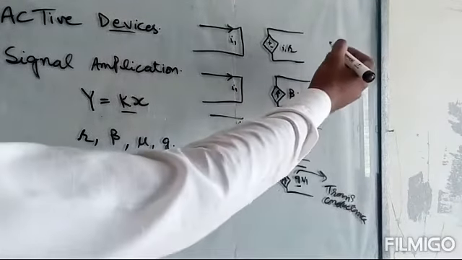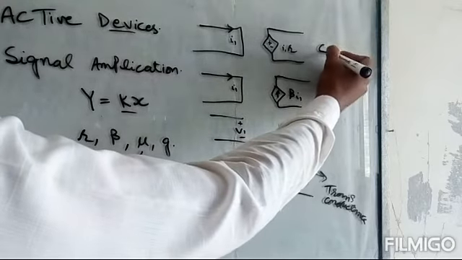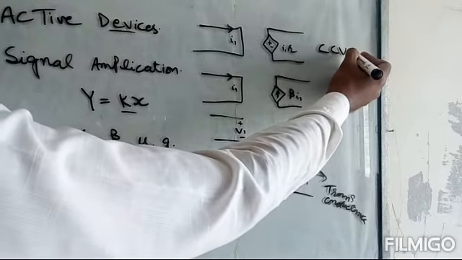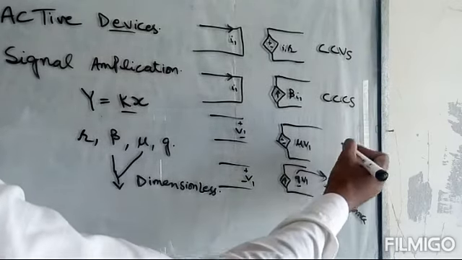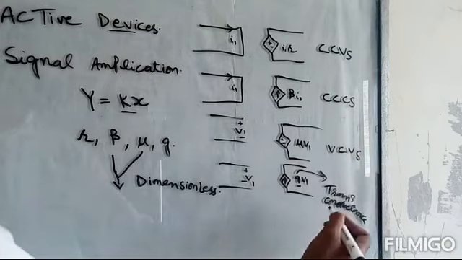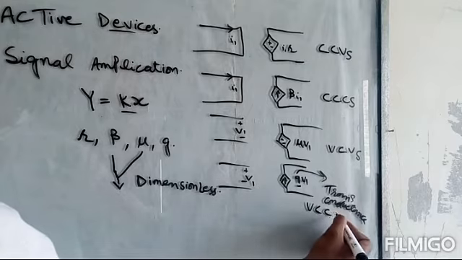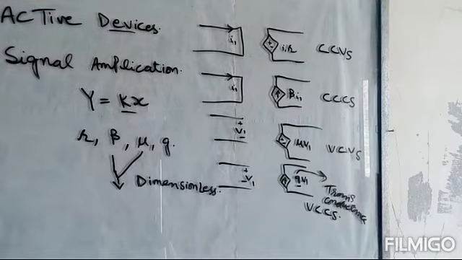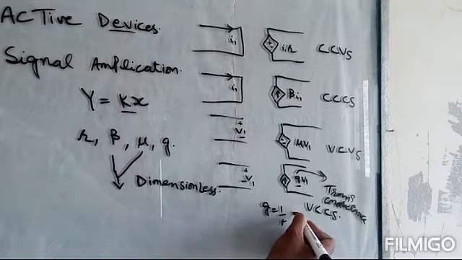So this is a current controlled voltage source. This is a current controlled current source. This is a voltage controlled voltage source, and this is a voltage controlled current source. G is the transconductance, and the unit of G is 1 over R, and the unit is Siemens.